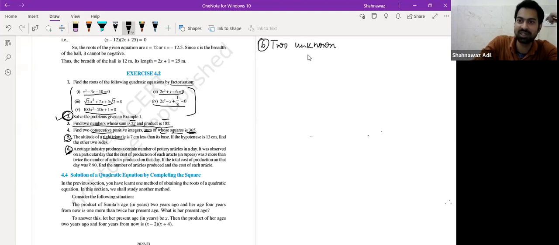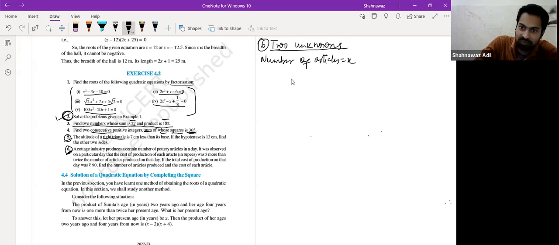Adil's turn. Number of articles is X, and what is the other one? 3. And yes, the other is right. Cost of each.